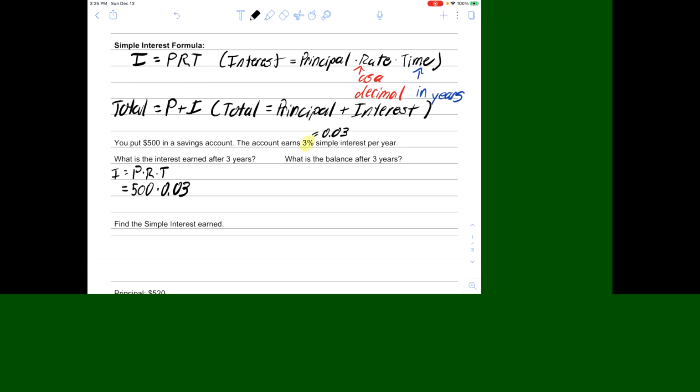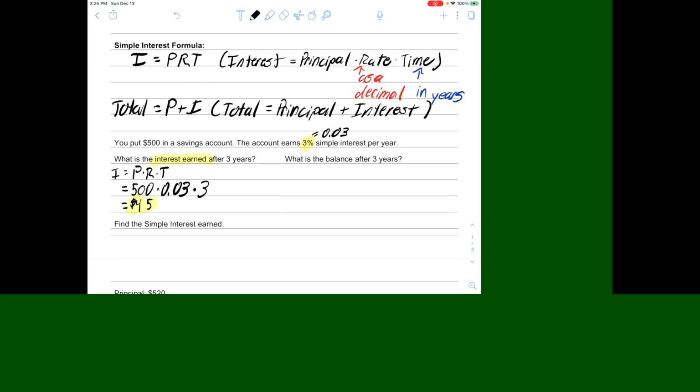And then 3 years, that's my time. It's already in years, so I would do times 3. So here I just have to do 500 times 0.03 times 3. When I do that on my calculator, I get 45. That means that my interest earned after 3 years is $45. That's how much interest I earned. The bank paid me $45 for putting my money in a bank account there.